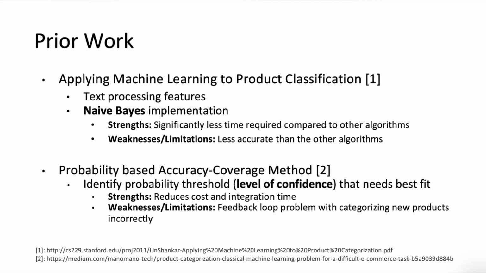Recently, there has been research being conducted on implementing machine learning into product classification. One such method uses Bayes' theorem, a probabilistic approach, to determine whether an item is likely to fit in a category. Furthermore, text processing features like stemming, number removal, and word removal have been used.